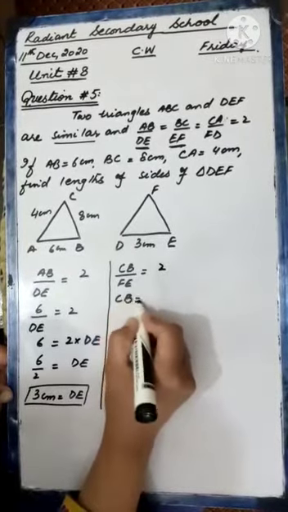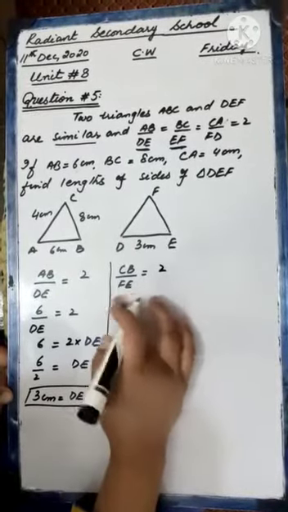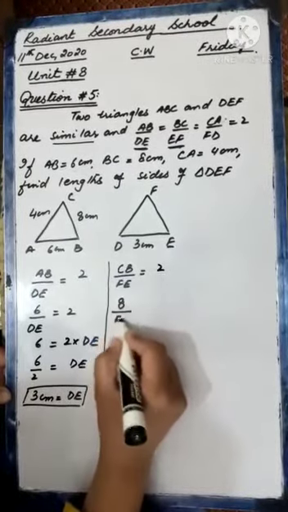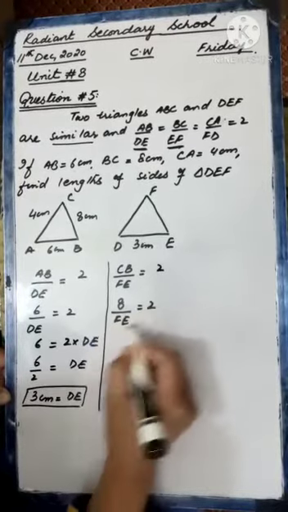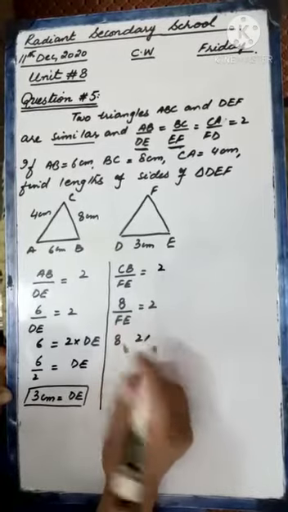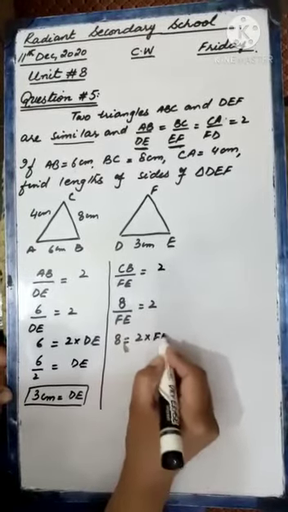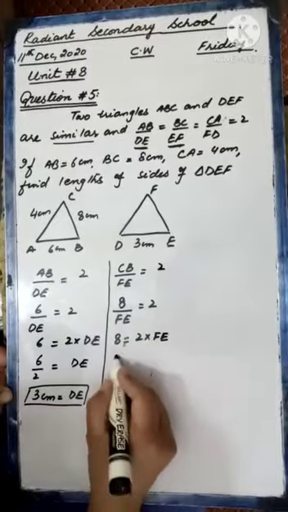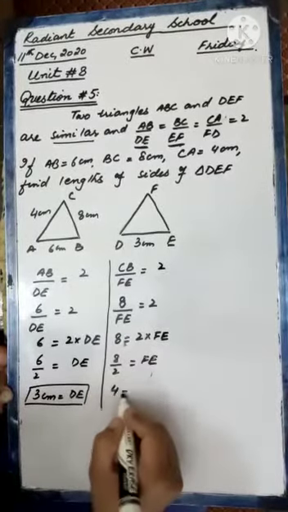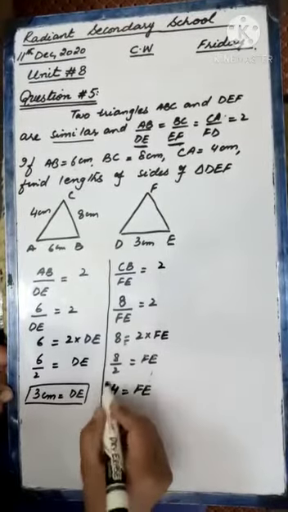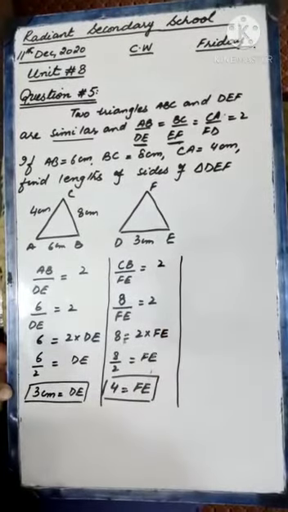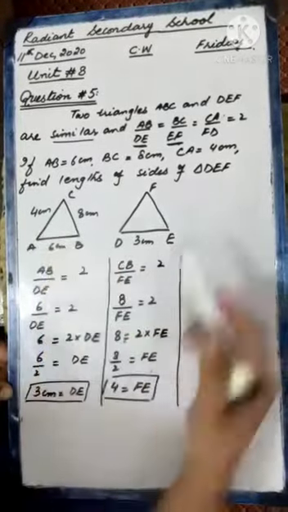It will be equal to, the value of CB is given. It is equal to 8 divided by FE is equal to 2. Again, FE will be multiplied with 2, and 2 will be divided by 8. So the value of FE will be equal to 4. Clear? Okay, now the third side AC.